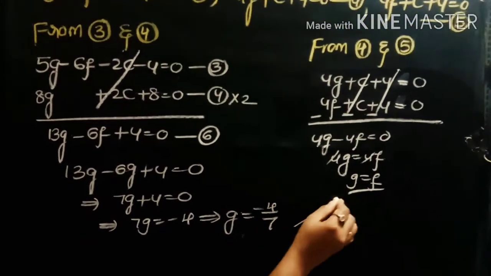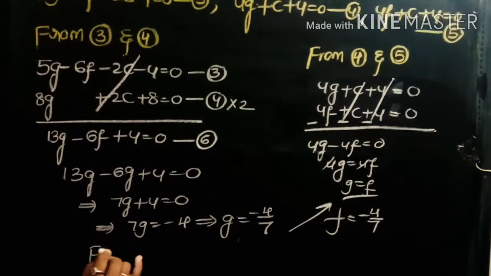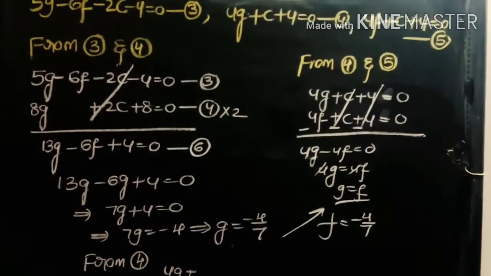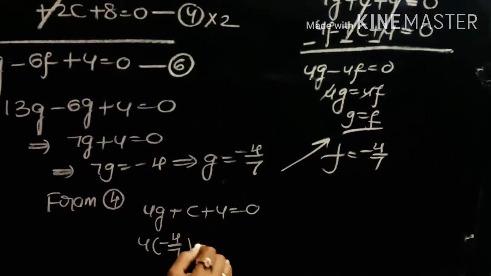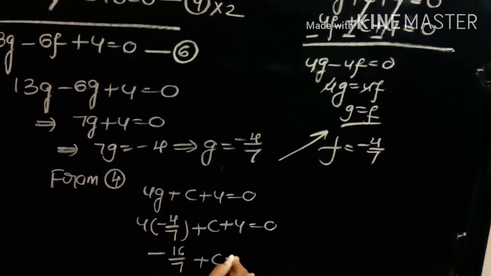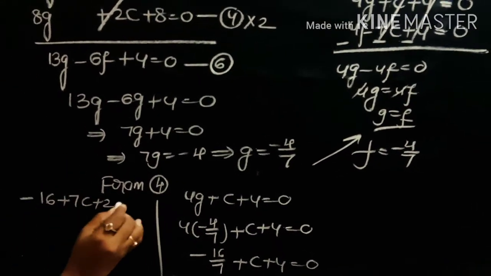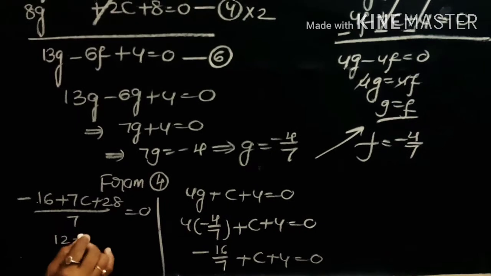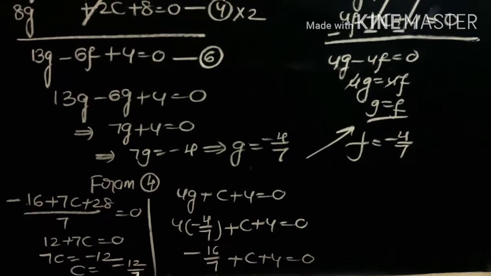G is equal to minus 4 by 7, then f is also equal to minus 4 by 7, since both are equal. Now from the fourth equation we have 4g plus c plus 4 equals 0. That is 4 into minus 4 by 7 plus c plus 4 equals 0. That is minus 16 by 7 plus c plus 4 equals 0. Taking LCM, (minus 16 plus 7c plus 28) by 7 equal to 0. 28 minus 16 is 12, so 12 plus 7c equal to 0. Then 7c is equal to minus 12 and c is equal to minus 12 by 7.